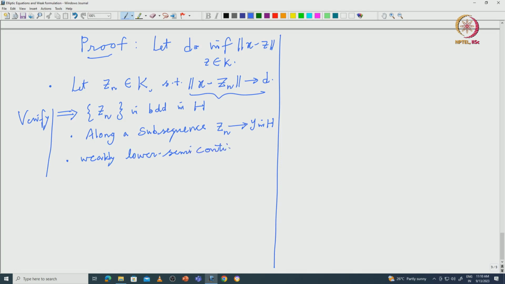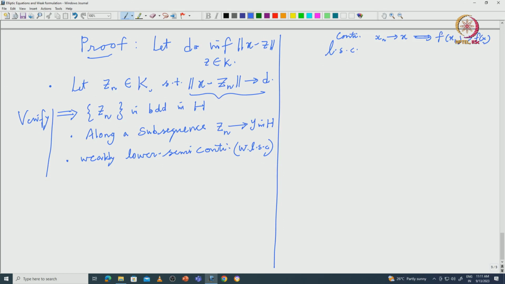What is this lower semi continuity? So, we generally write it as weakly lower semi continuous. So, what is lower semi continuity? What is continuity of f? Continuity means if xn converges to x implies f(xn) converges to f(x). That is the continuity of f.